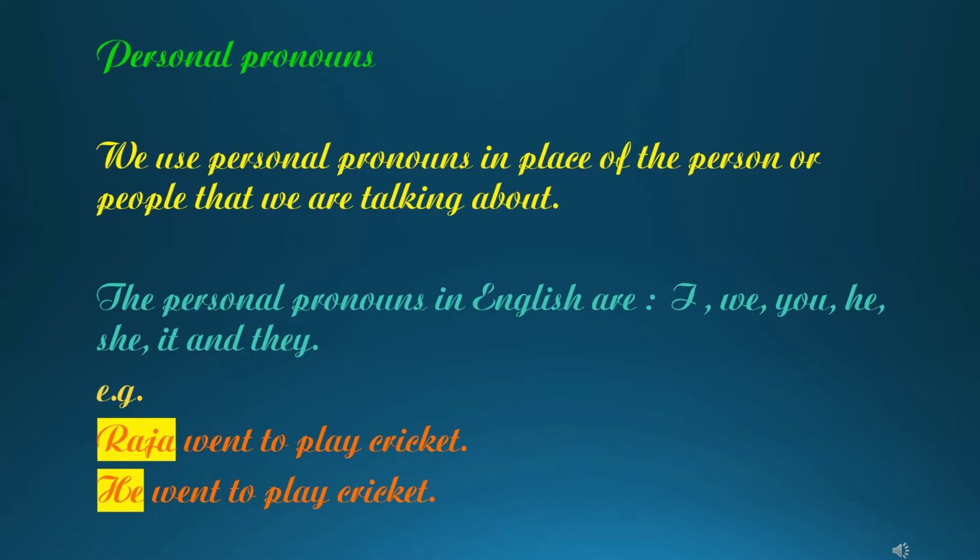First, personal pronouns. We use personal pronouns in place of the person or people that we are talking about. The personal pronouns in English are I, we, you, he, she, it, and they. Let us see the example. First, Raja went to play. In the second sentence, you can see that in the place of subject Raja, we used the pronoun he. He went to play cricket.